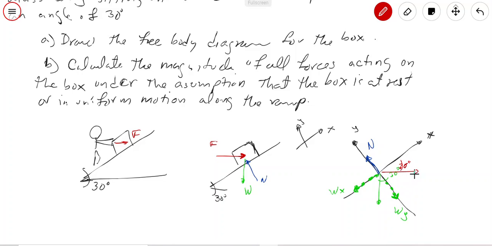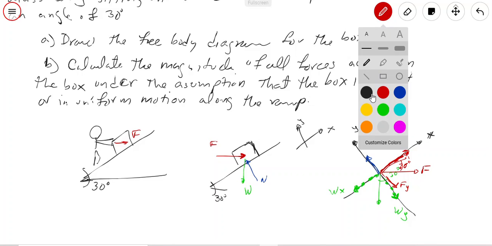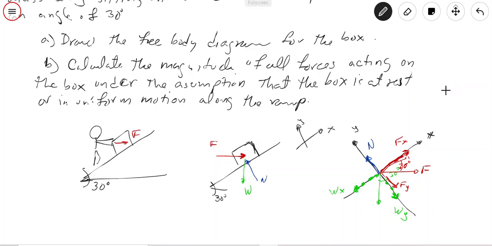We spread the x-axis, and then we're going to have an x component of the force F. So this will be Fx. And we're going to have also a y component of the force F. That's going to be Fy. So those are all the forces that are acting on this system. Now I can start writing the components according with the angle.